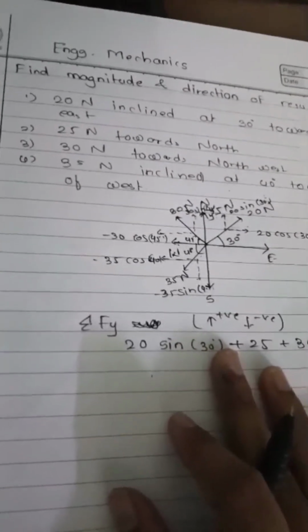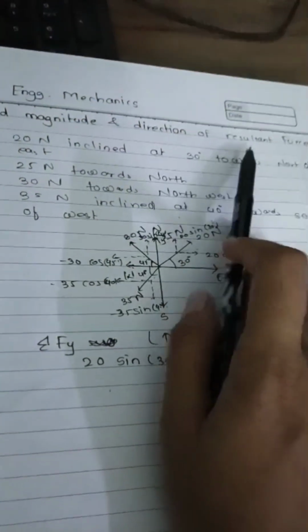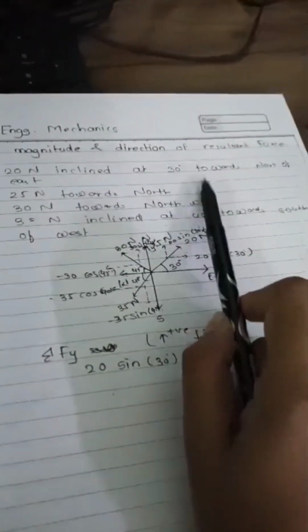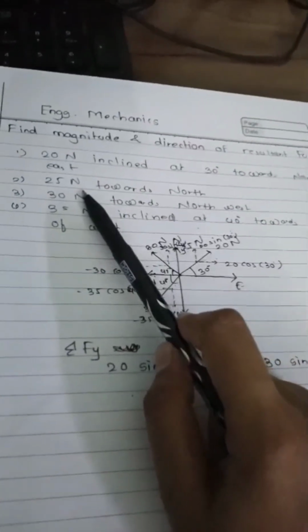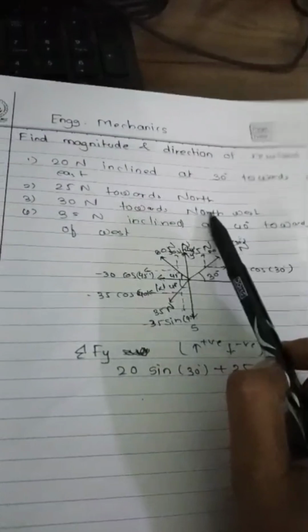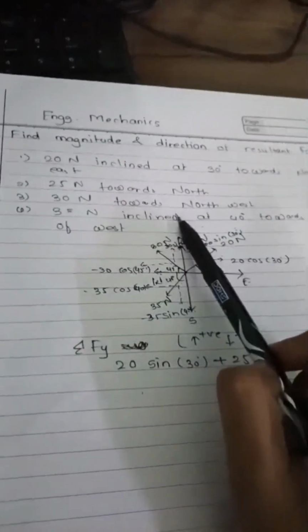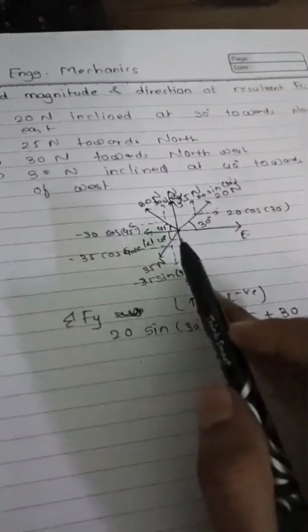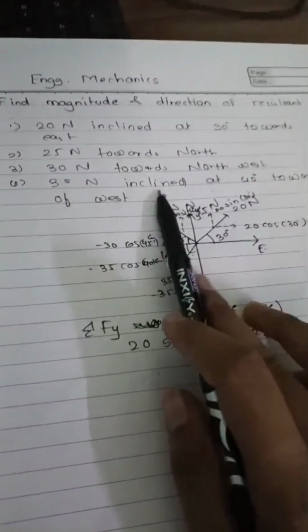Today we are going to see a topic in engineering mechanics, that is finding the magnitude and direction of the resultant forces. The question is given as: 20 Newton inclined at 30 degrees towards the north of east, second force 25 Newton towards north, 30 Newton towards northwest, and 35 Newton inclined at 40 degrees towards the south of west. First of all, we can draw the diagram for all these forces.